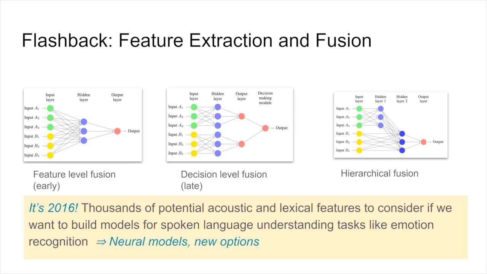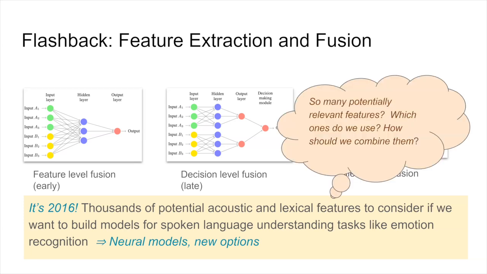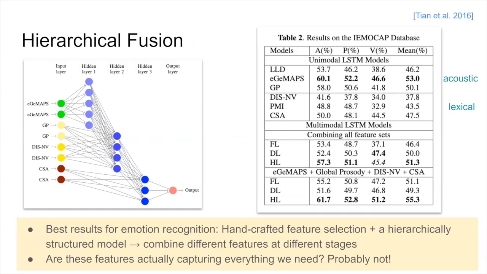So when the neural models really hit, it gave us a lot more flexibility about how to think about this. And this has changed again. But there are so many potential features. So how should we choose which ones to use, and how should we combine them? That's the main question. So here are some results from this work from a while ago.